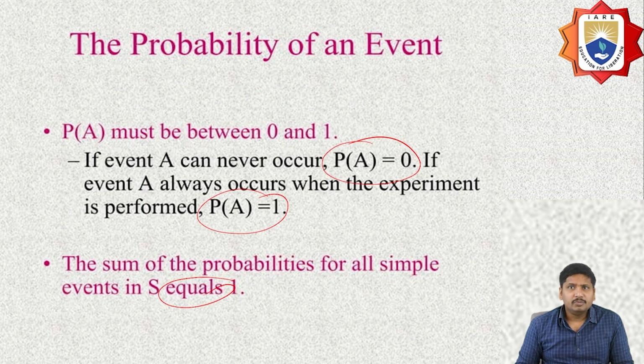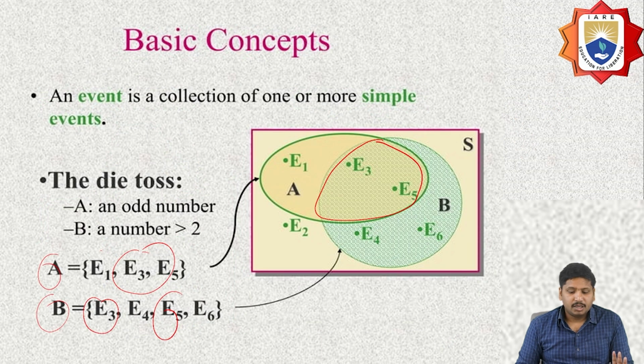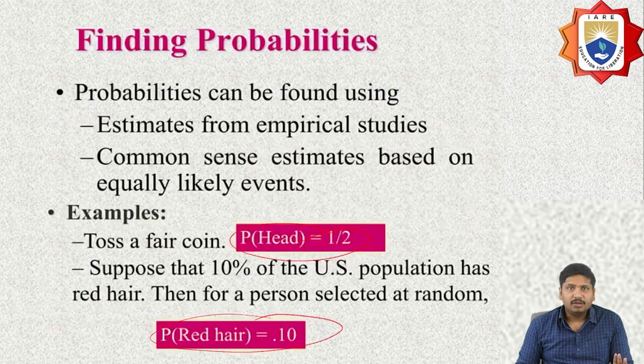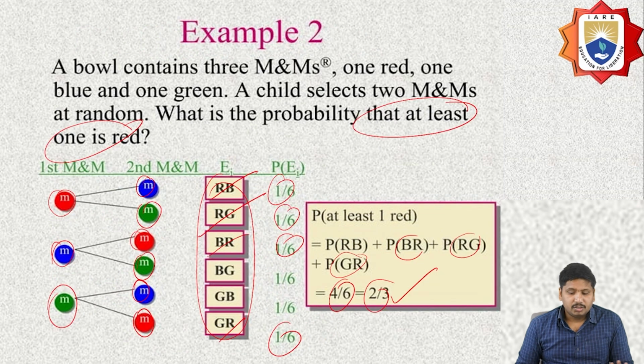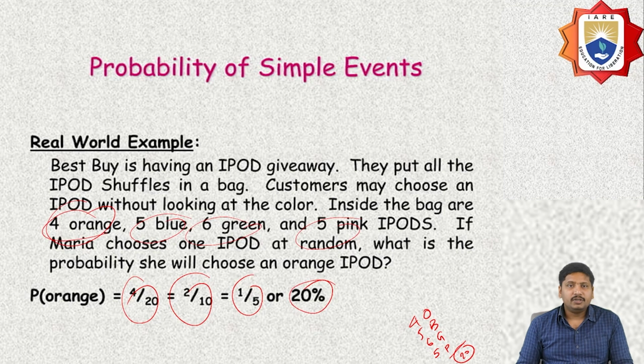The probability of an event, P of A, should lie between 0 and 1, and there are two types of events. If all possible events are considered as the sample space, the basic concept is that we have to identify the union and intersection of the events. Finding probabilities is also a question. So how much is the probability of getting heads and tails? Based on that, we calculate some examples, and then find the probability of a simple event.